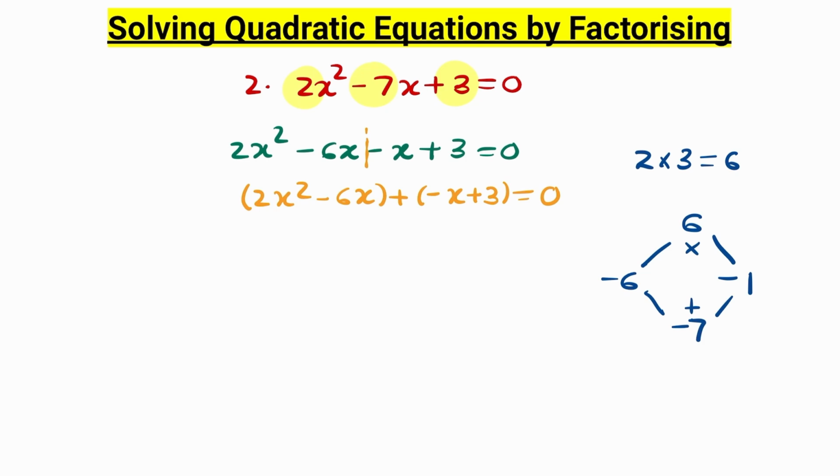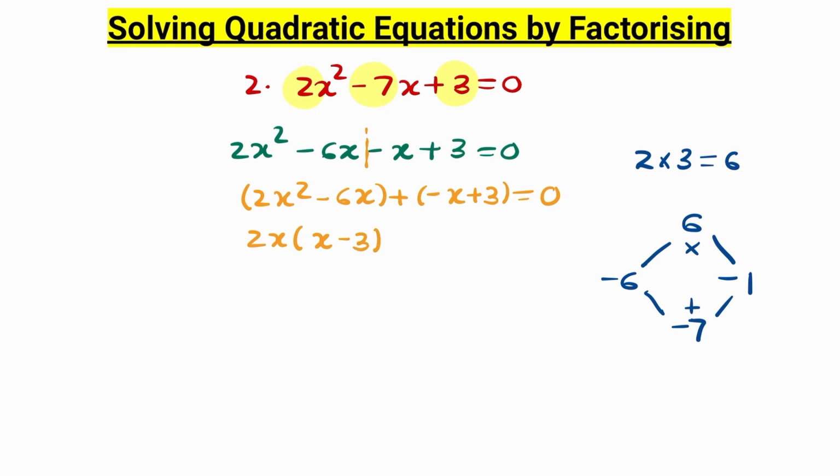First of all, factorize the first pair of brackets. We can take 2x out because 2x is common to both of them. What is remaining inside the brackets? 2x squared divided by 2x is x. Minus 6x divided by 2x is minus 3.